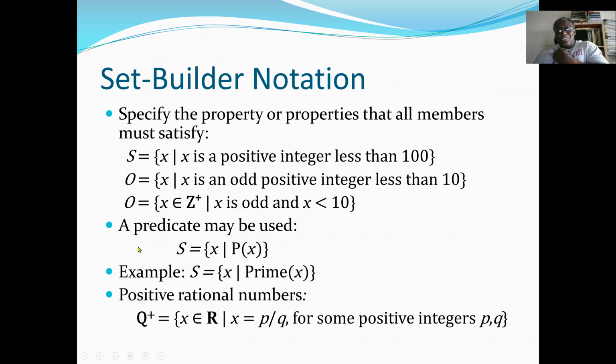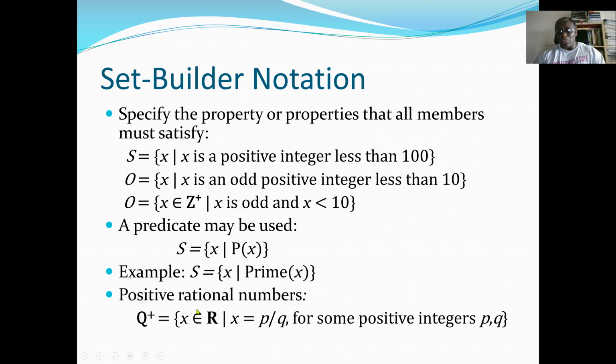Then we also have X, and we can write it in this form. Here we say x belongs to, or is a member of, Z positive, with a condition that the element is odd, but again, less than 10. We can also use a predicate. So here we have a set uppercase S, and the element x satisfies a predicate. An example will be, I have a set uppercase S, and the element is a prime.